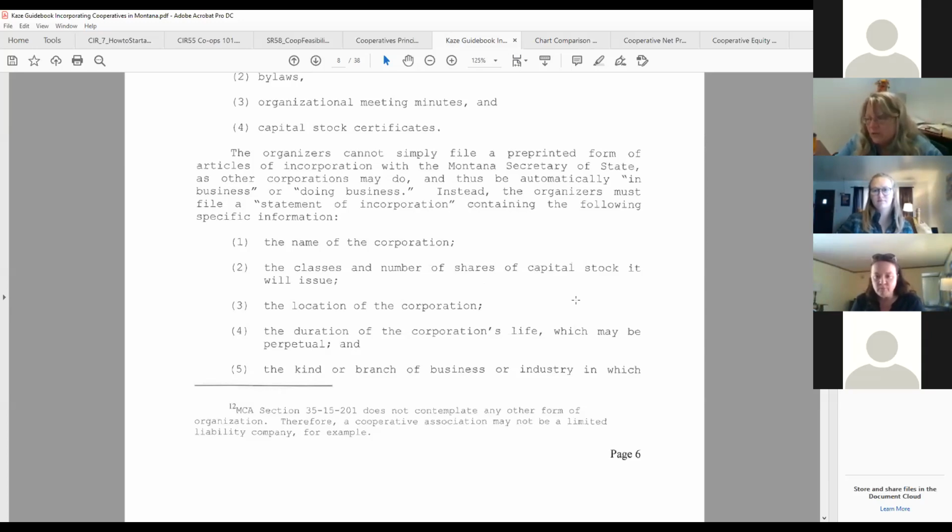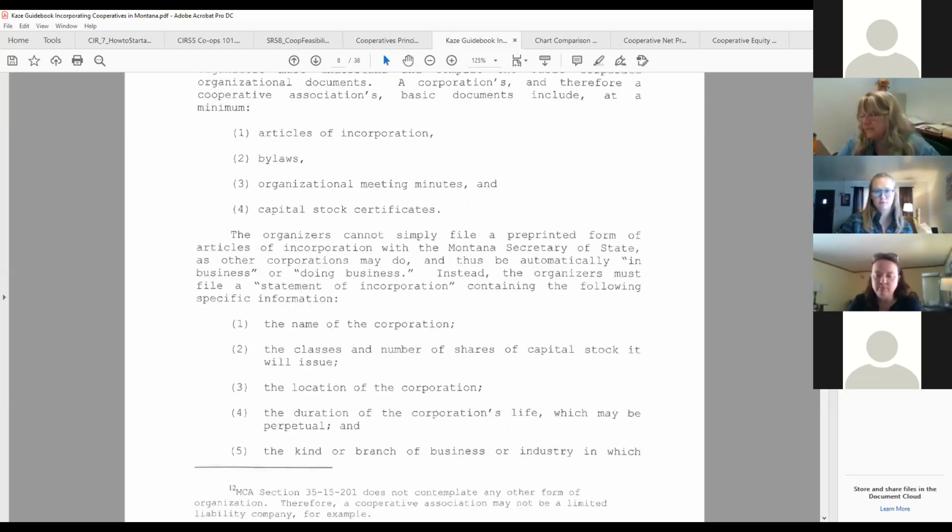You have to have the location of the corporation, and you have to have in the incorporation documentation for Chapter 16 the duration of the corporation's life. In Chapter 16, remember I told you we're kind of not going to talk about Chapter 16, the life of it is 40 years. In Chapter 15 and in Chapter 17, the life of it is perpetual, just like every other corporation. And then the branch or business industry sector that you're doing business in needs to be listed as well.